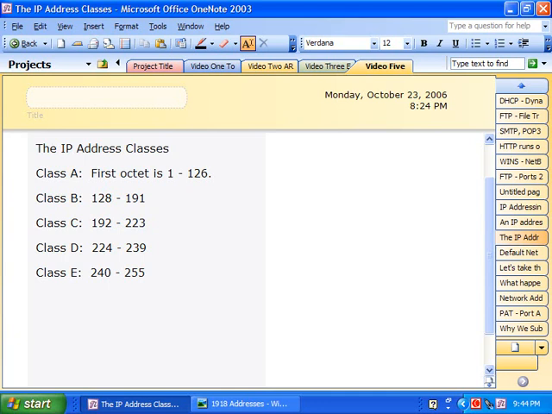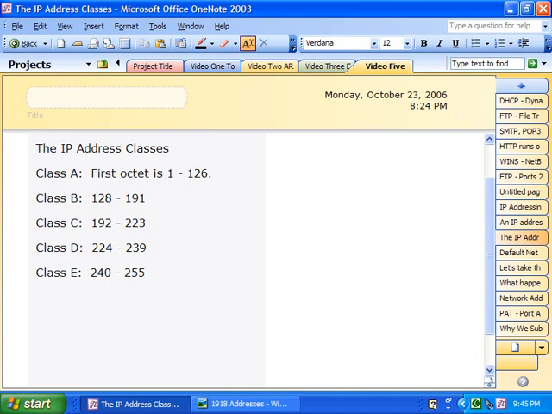So with Class A, the first octet is 1 through 126. For Class B, 128 through 191. Class C, 192 through 223. Class D, 224 through 239. And then Class E, 240 to 255. Now, if you're particularly eagle-eyed, you noticed a number missing there pretty early, and that's 127.